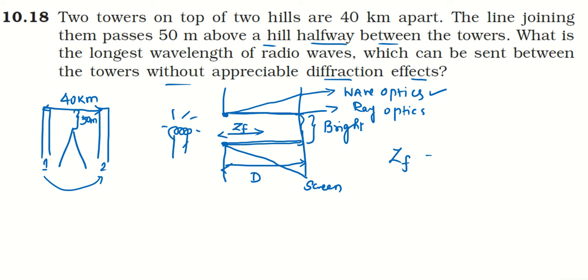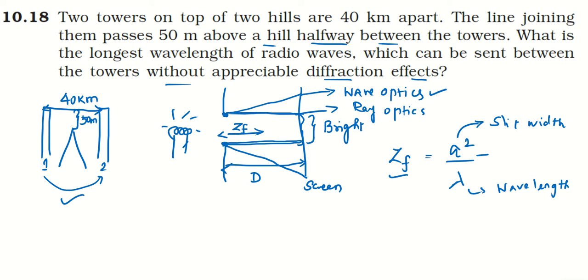ZF equals a squared divided by lambda, where a is the slit width, and lambda is the wavelength of the light used. With this relation you can find out the lambda. We are going to find out lambda. Now what is ZF and what is a squared here? So what is the ZF? That is the Fresnel distance between the slit and the screen.